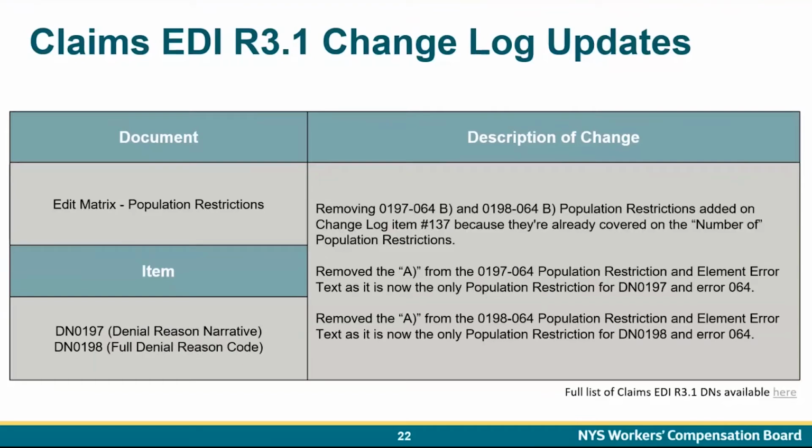Thanks, Mike. So continuing with the latest 3.1 changelog updates, originally added as changelog item 137, changelog item 198 removed this population restriction on 0197064B and 198064B. Full denial reason code, since these edits should be on the corresponding number of DNs, which you already have a population restriction in place to enforce this. And also, since only one population restriction currently remains for these, it was no longer necessary to have the label of A, so it was removed.